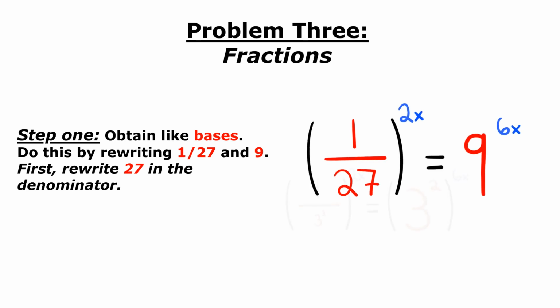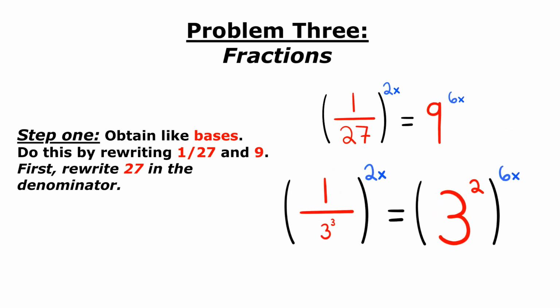First, rewrite 27 in the denominator. This gets you to 1 over 3 to the third is equal to 3 to the power of 2, of course with the other exponents. This gets you to 1 over 3 to the third to the power of 2x equals 3 to the power of 2 to the power of 6x.